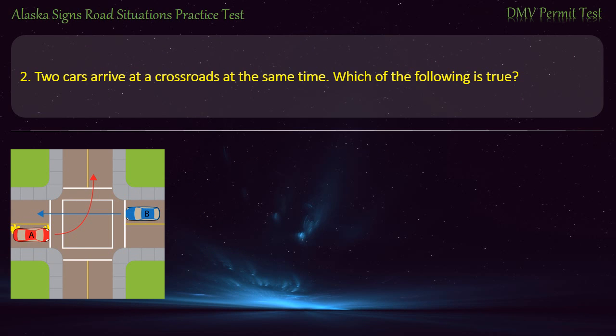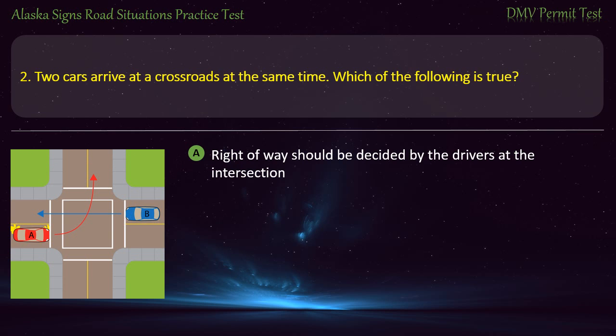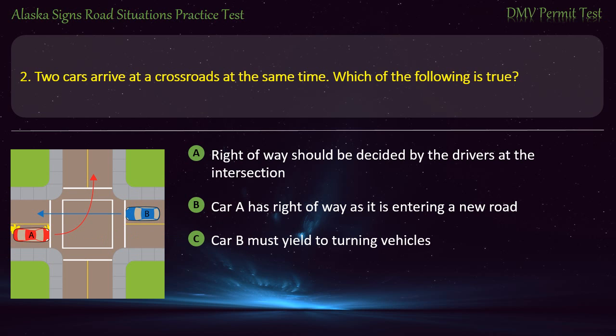Question 2. 2 cars arrive at a crossroads at the same time. Which of the following is true? Right-of-way should be decided by the drivers at the intersection. Car has right-of-way as it is entering a new road. Car B must yield to turning vehicles. Car A must yield because it is turning left. Answer. Car A must yield because it is turning left.